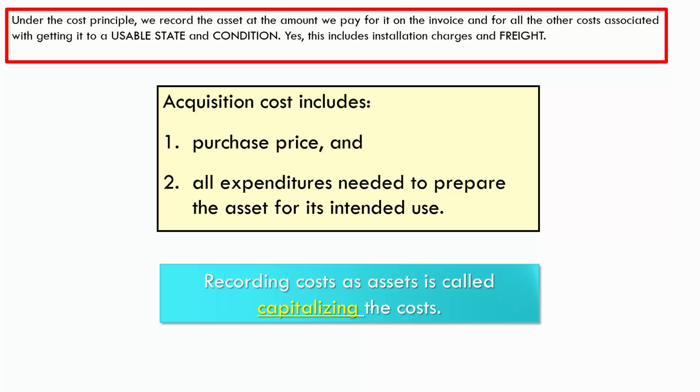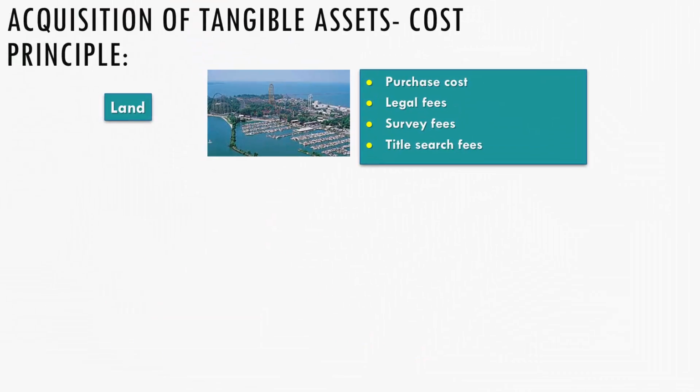There are differences, though, between this and inventory, and one being that since this is a long life asset, we may have to have it installed into our location. It might be equipment that would be installed in a factory. Well, anything to get it into a usable condition is capitalized, so those installation charges would be capitalized. So they get included in the price.